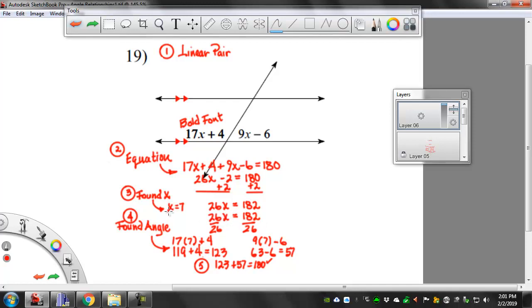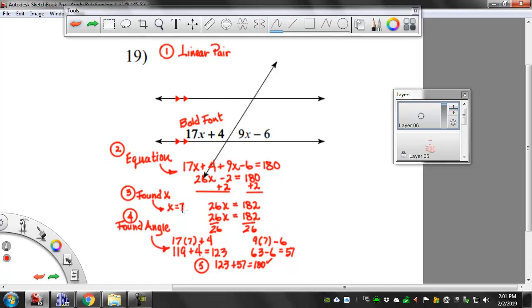To get this to be 1x, because I only want one of them, I'm going to divide 26 into 26 to give me a 1 on the left-hand side, and then 182 divided by 26. I think it gives me a 7. I think that's the right answer. Well, we're going to go ahead and check it.